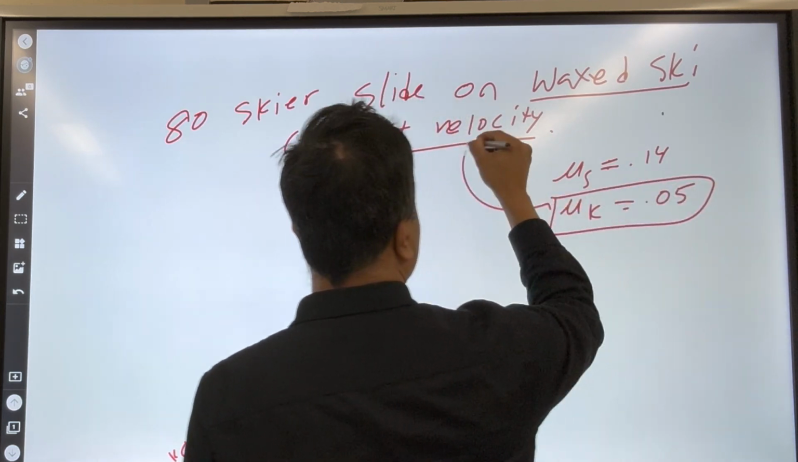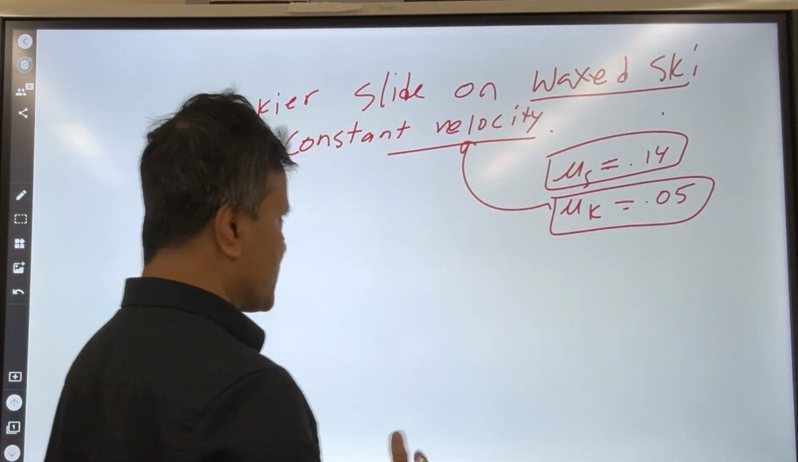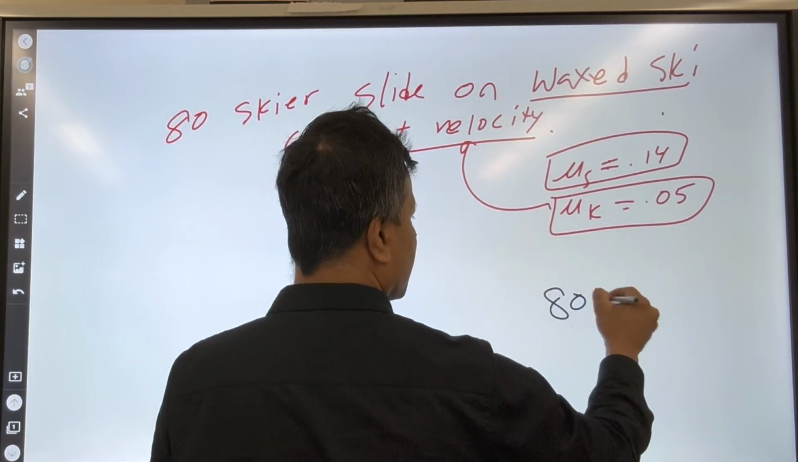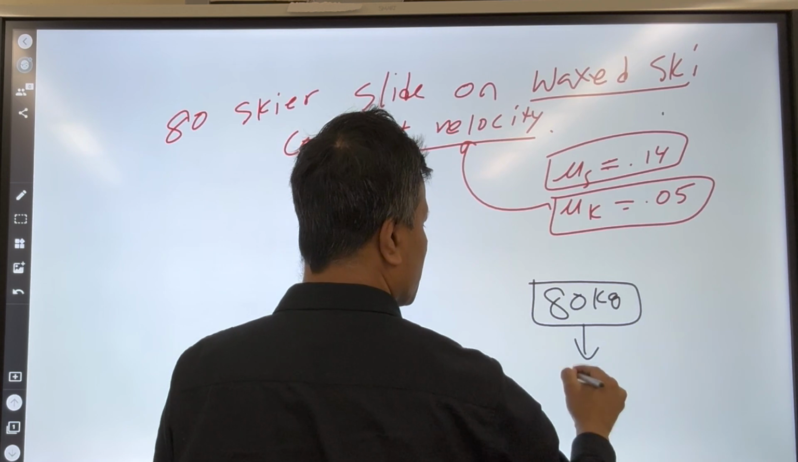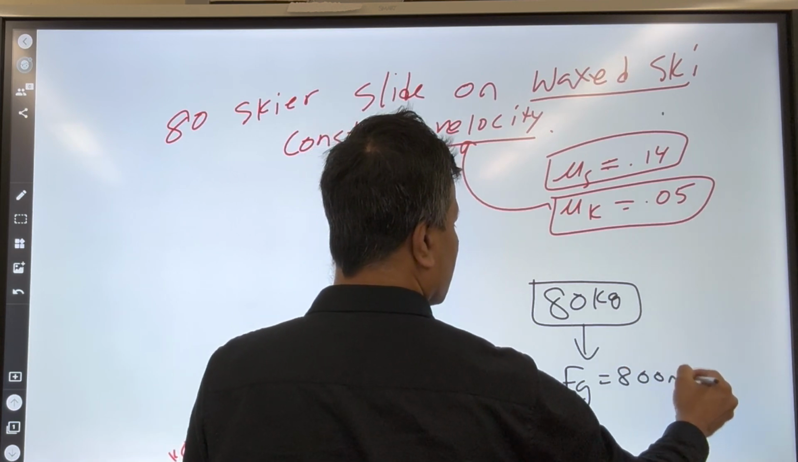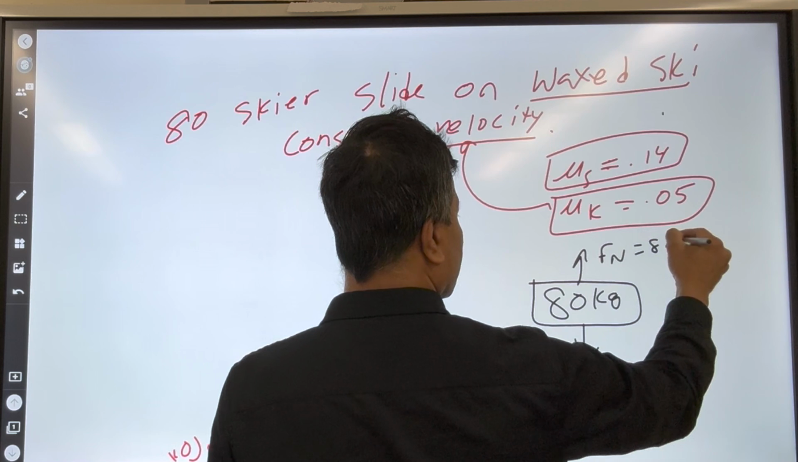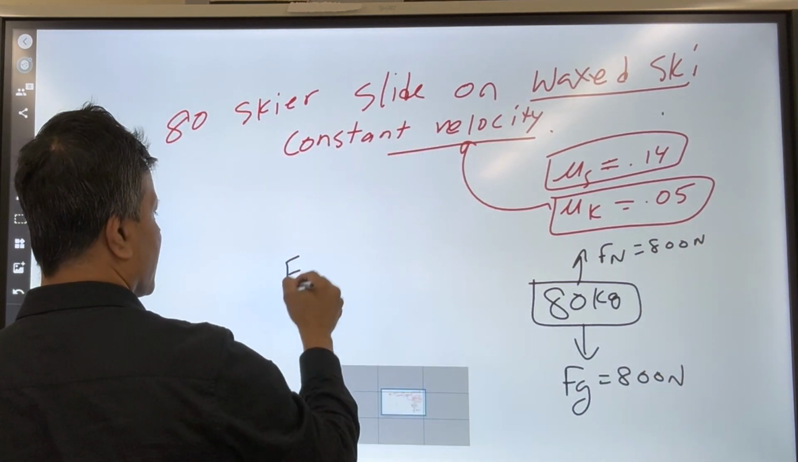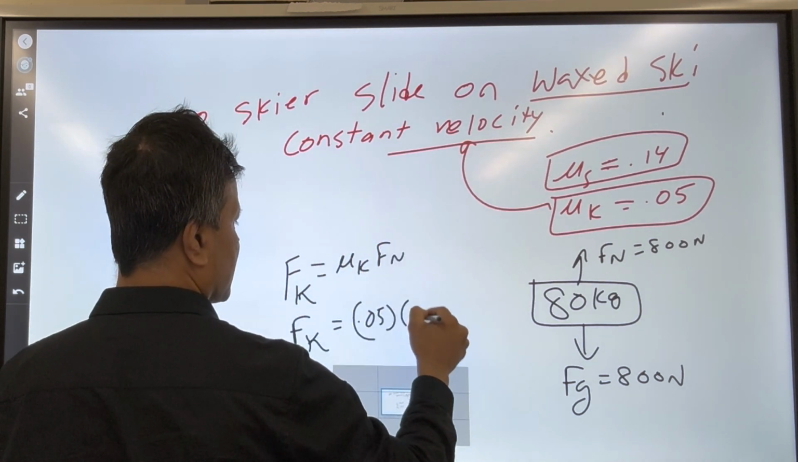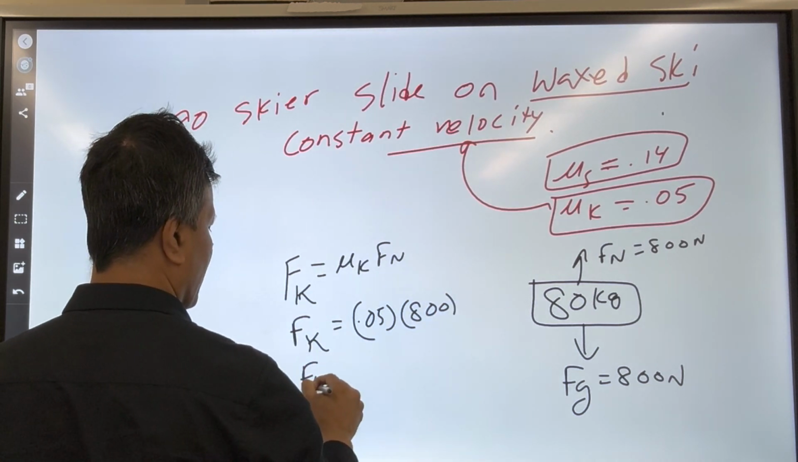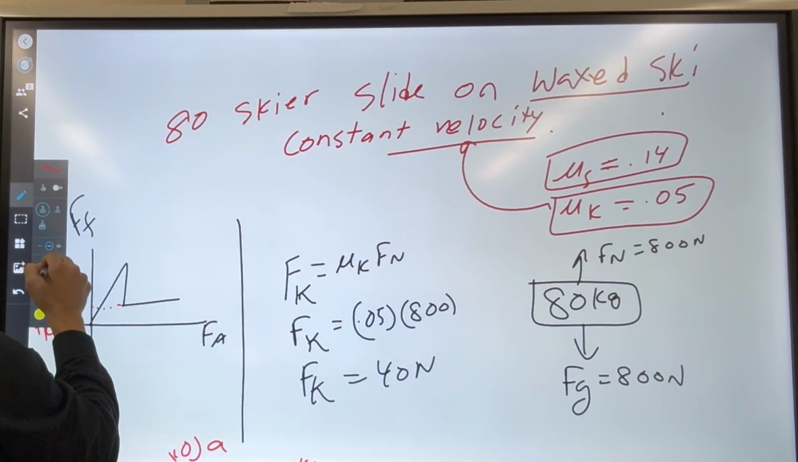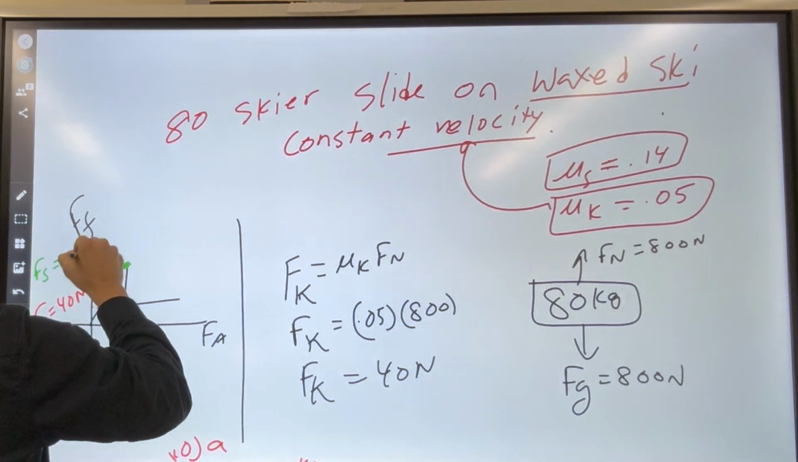Okay, so with constant velocity, if he was at rest, then we have to use mu s, but he is moving with constant velocity, so we use 0.05. Skier, right? So we're going to use 10 for acceleration due to gravity. So m g is 80 times 10, which is 800 Newton. So Fn has to be also 800 Newton. Fk is mu k Fn, 0.05 times 800, and that is 40 Newton, and this is Fs, which is 112 Newton, right?